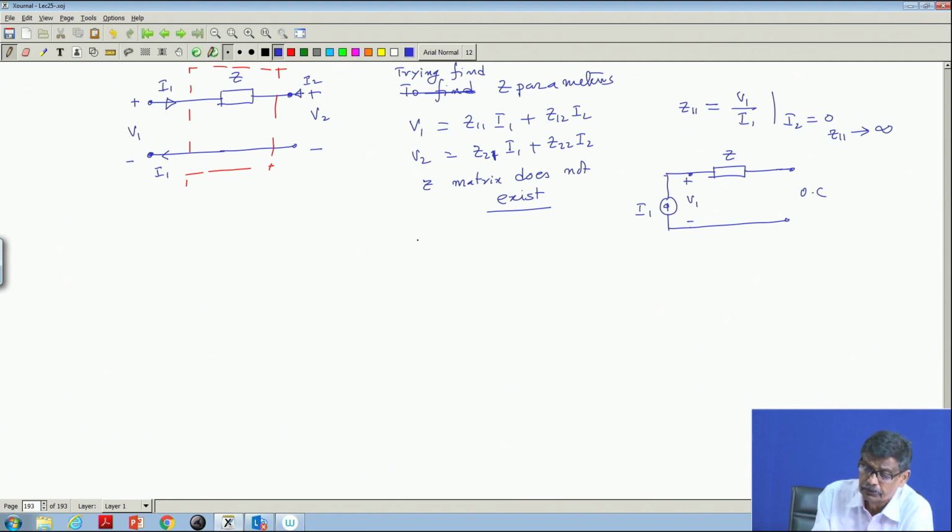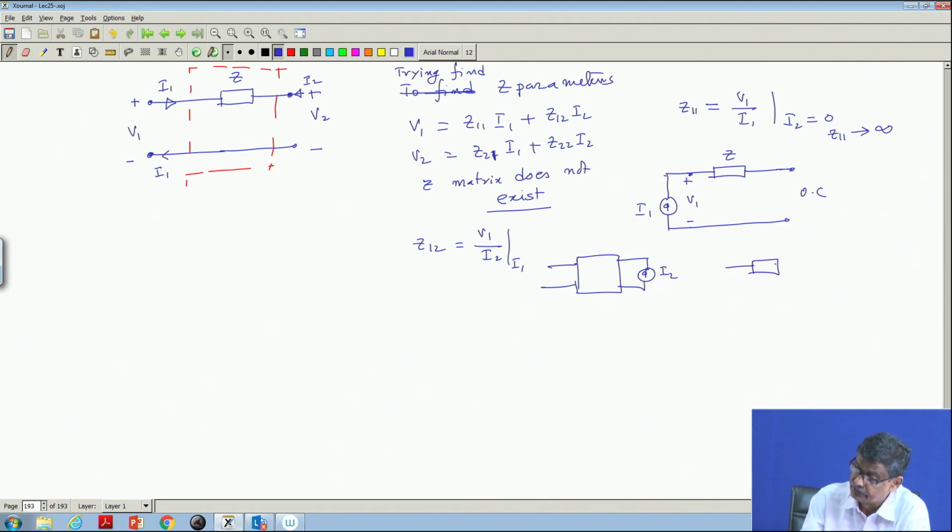Similarly, if you want to see what is Z 12, Z 12 is V 1 by I 2 with I 1 equal to 0. So, one port is to be open circuited and the other port is to be fed with a current source. In this case a similar thing will happen if you apply a current source I 2 here and open circuit this one. This network is a known network, as I told you, inside I know what it is. So, if you pass I 2 current and here it is open circuit, there is infinite voltage here, therefore, V 1 will be infinitely large. So, you can easily see that the impedance matrix does not exist.